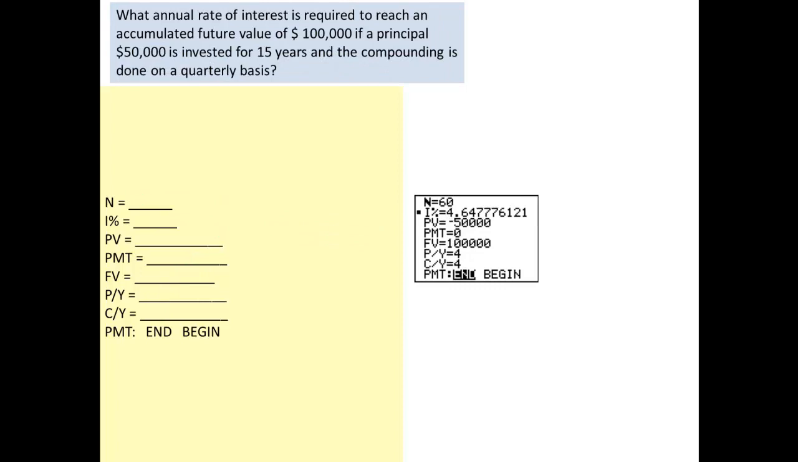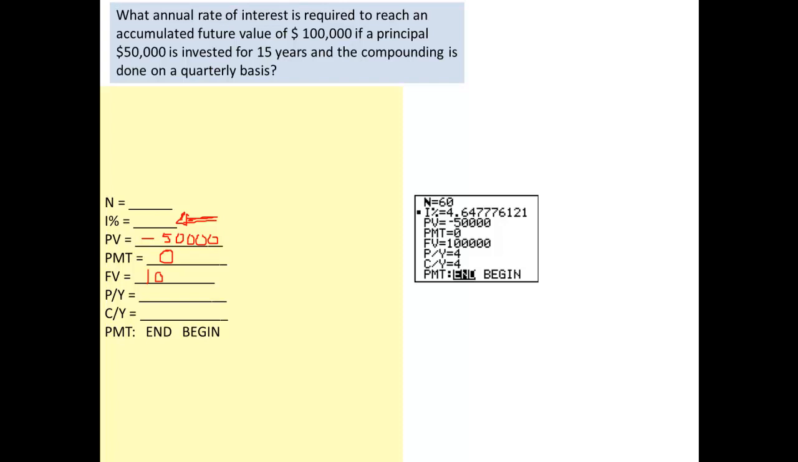This question asks about what interest rate would be necessary to go from 50,000 to 100,000 in 15 years. Okay, so the interest rate is the unknown. That's what we're going to alpha solve for. The present value is what we start with, and we're starting by depositing $50,000. So I got a negative $50,000 here. We walk away from the account, no deposits, no withdrawals. So the payment is 0.